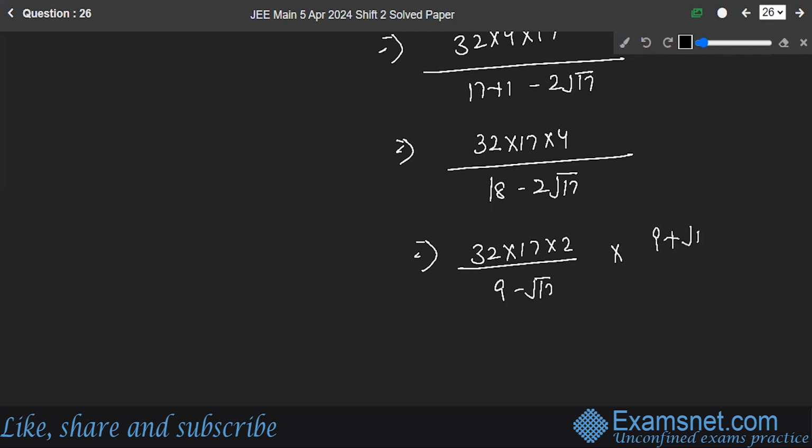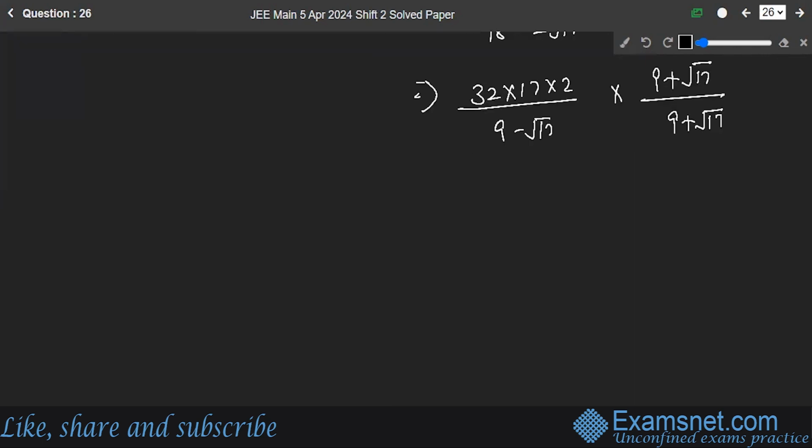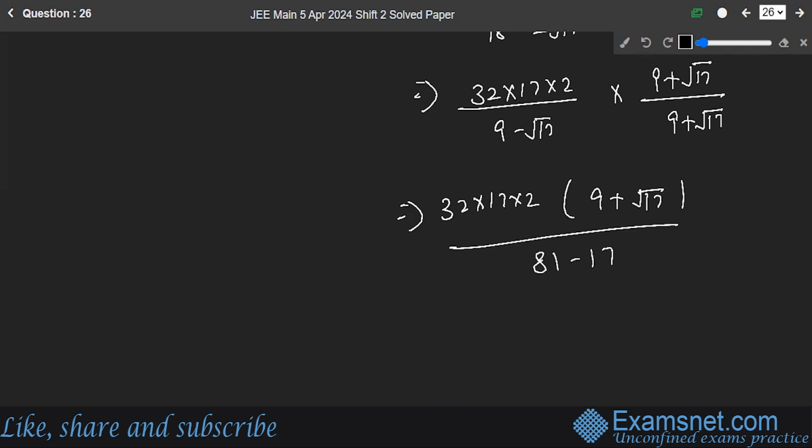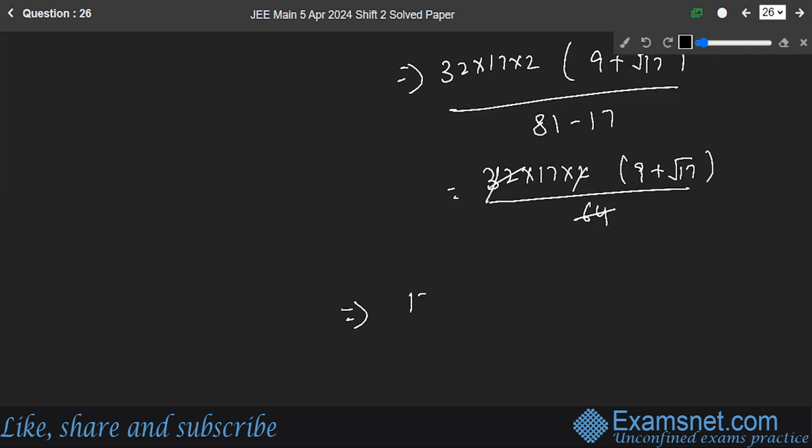Let's rationalize this way. Correct. So you will have 32 into 17 into 2, 9 plus root 17, upon a square minus b square, which is equal to 32 into 17 into 2, 9 plus root 17 divided by 64. So this will cancel out. Okay. You will have 17 into 9 plus root of 17. So this is equal to 17 nines, which is 153 plus 17 root 17.